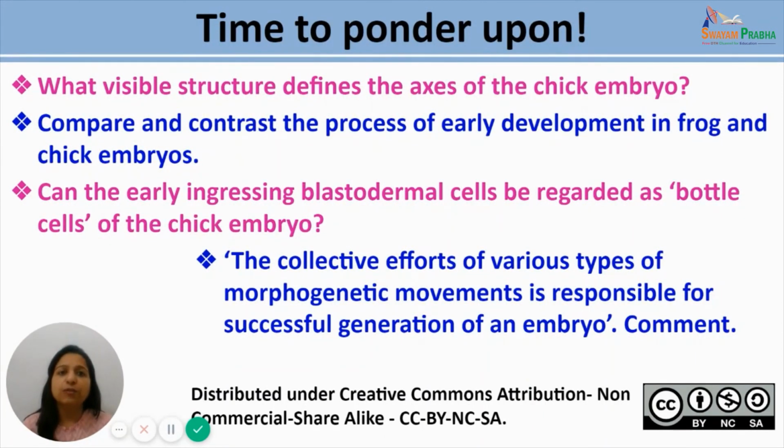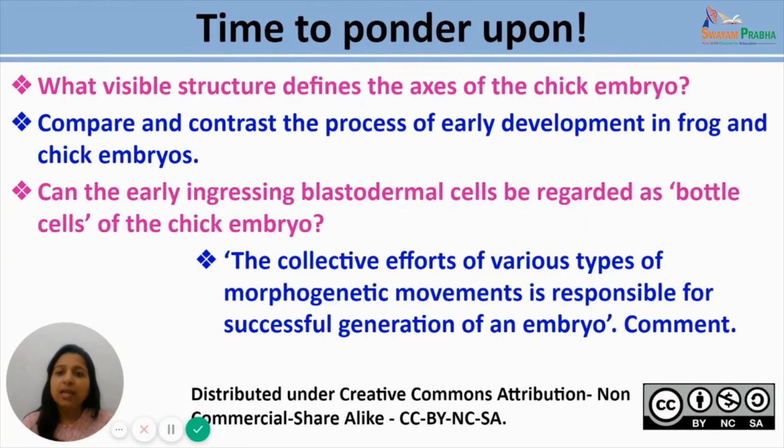So after discussion of chick embryo development, we can think of some questions. What physical structure defines the axis of the chick embryo? We just discussed the name of that visible structure, and also how it is able to define that axis in the chick embryo. So you can answer this question very well. Then, compare and contrast the process of early development in frog and chick embryos. So you have to compare the process of early development in the amphibian embryo and the avian embryo, and lay down the differences and the similarities between the two.